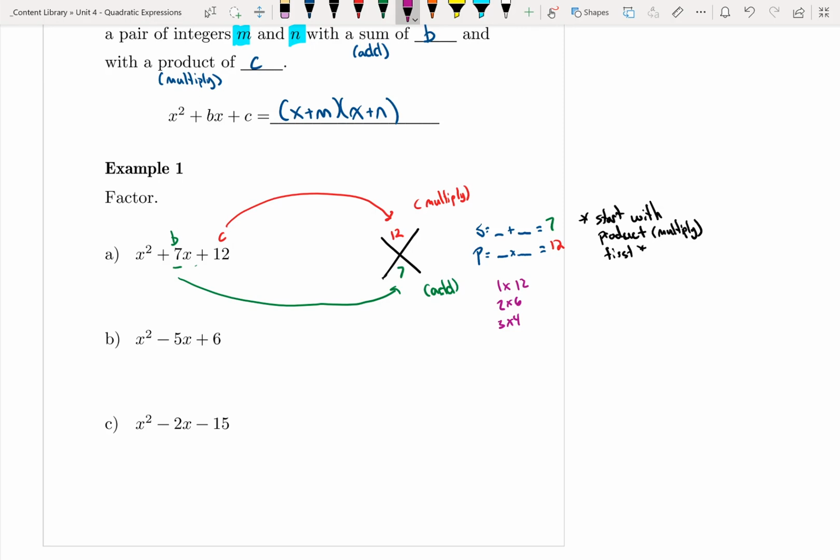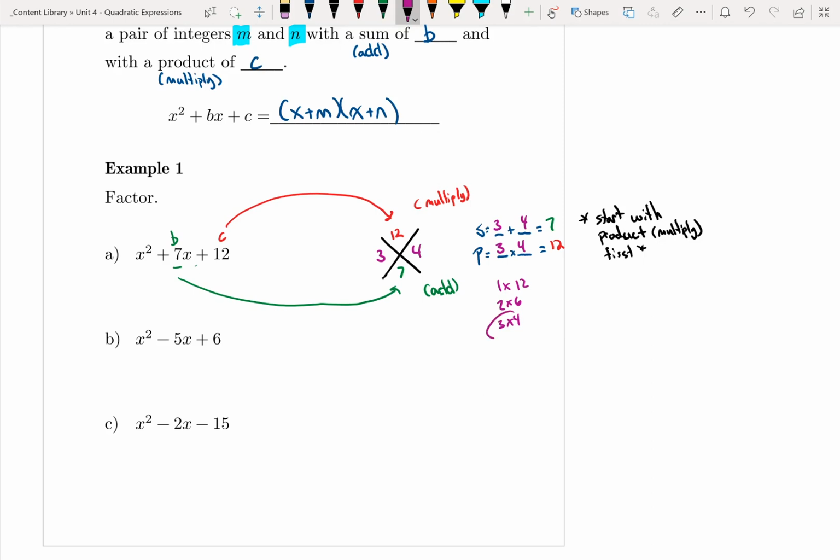So basically, we have to find the pair that adds to 7. So 1 times 12 does work out to 12, but 1 plus 12 does not equal 7. 2 times 6 is 12, but 2 plus 6 is not 7. So that leaves us with the last one. So let's just check. 3 times 4 does equal 12, and 3 plus 4 does equal 7. So that is the answer to our puzzle. Those are the two numbers that we're looking for. Those are our m and our n value.